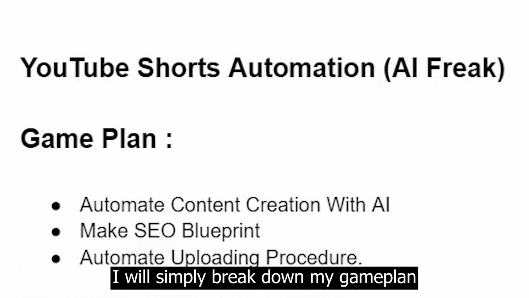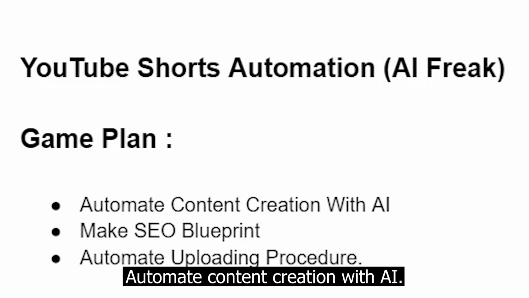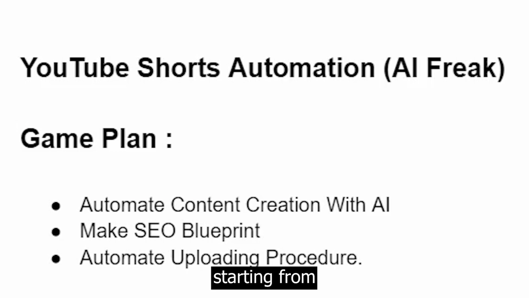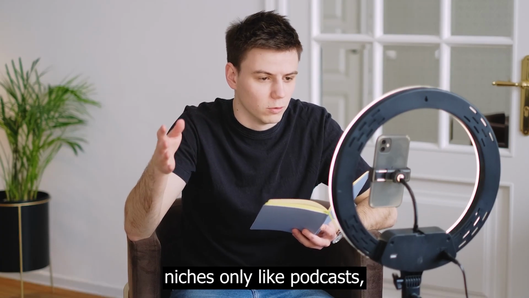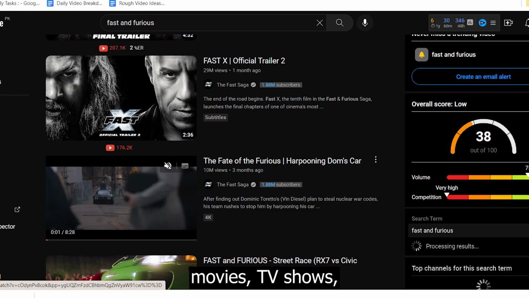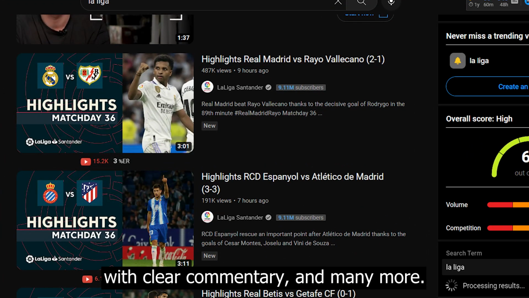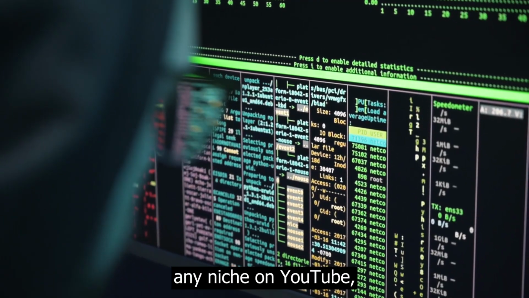I will simply break down my game plan into 3 main steps: automate content creation with AI, make an SEO blueprint, and automate the uploading procedure. Starting with automating content creation with AI, note that this content creation strategy may be automated for specific niches only, like podcasts, movies, TV shows, NBA games, football games with clear commentary, and many more. But the next 2 strategies in this game plan can be applied to any niche on YouTube.